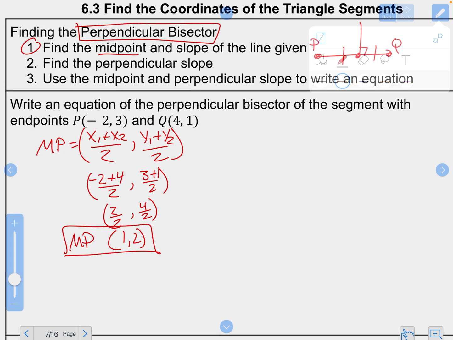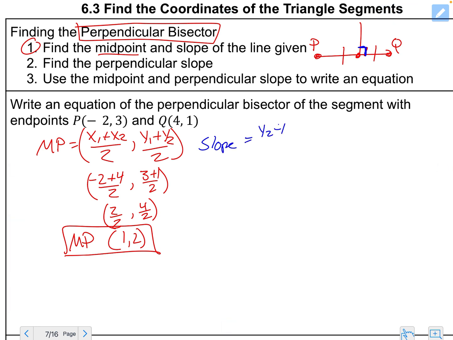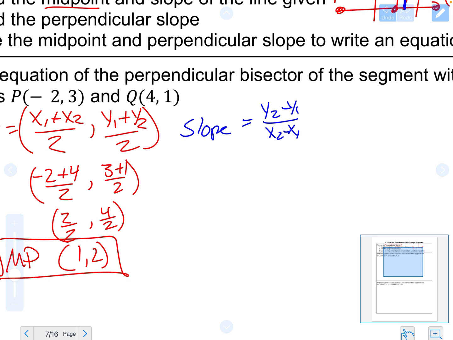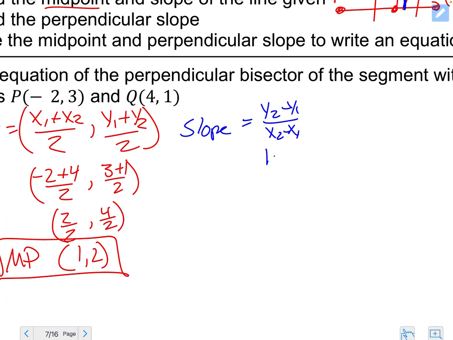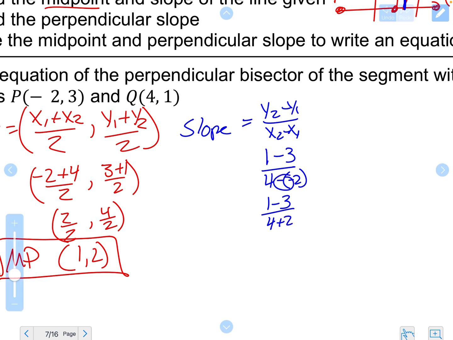So the next thing that we need to do is, because we know we need a perpendicular line, we need to find the slope of PQ. So to find slope, we do y2 minus y1 over x2 minus x1. So I'm going to plug in y2 is 1 minus 3 over 4 minus a negative 2. And when we do 4 minus negative 2, it's going to become 4 plus 2, because the double negatives becomes a positive. So 1 minus 3 is negative 2. 4 plus 2 is 6. So our slope is going to be a negative 1/3.